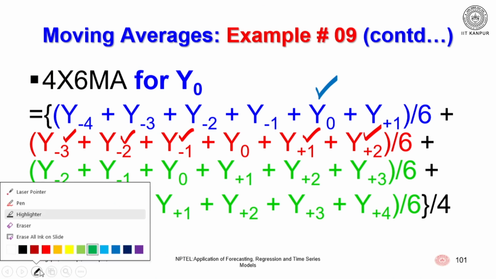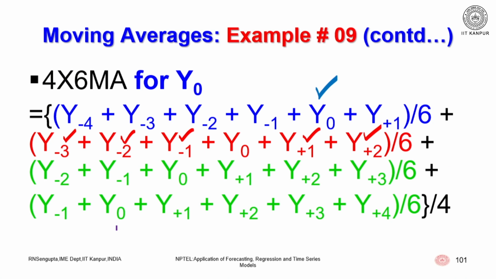And finally, this color should have been different, but I will fix it in the slide when they are shared with you. So, when y naught moves one notch to the left, the corresponding values to the left of y naught are y minus 1, and the corresponding values to the right of y naught are y plus 1, y plus 2, y plus 3, y plus 4.